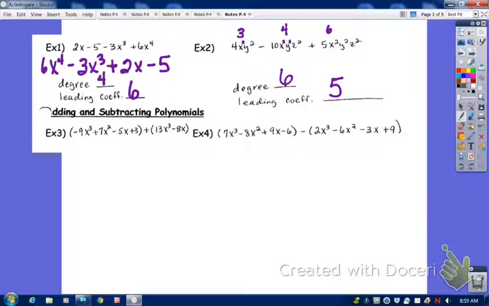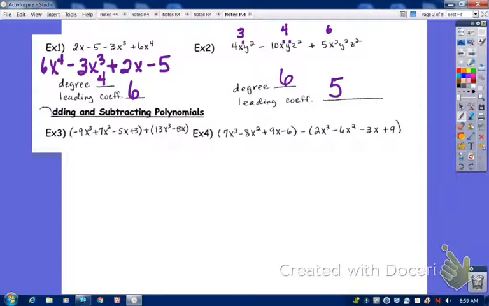All right, we are going to learn how to add, subtract, and multiply polynomials. We'll review that. Okay, so example 3, we are adding. When you are adding, you literally drop the parentheses and you combine like terms.